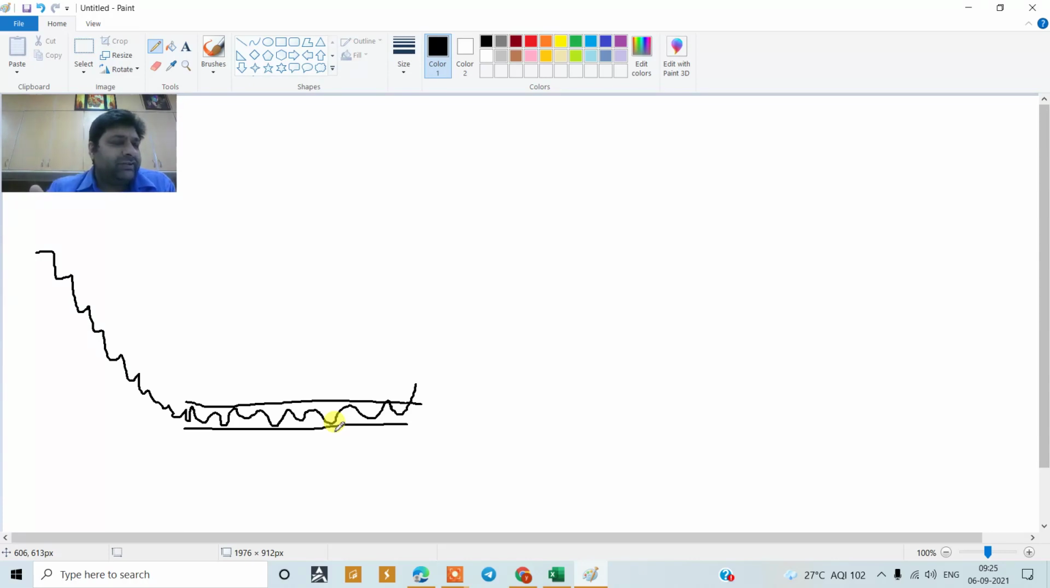The balance sheet of the company will start improving. But what has happened? The game has already happened in this accumulation stage. The big players have already started buying, or already bought, the stock.